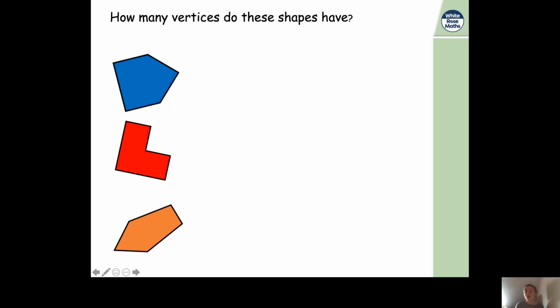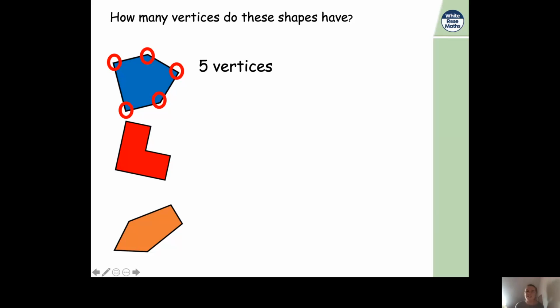Remember, a vertex is where 2 lines on our shape meet, where 2 of our sides meet. Now, I'm going to count them. Are you ready? I've got 1 vertex, because I remember when there's 1, we call it a vertex. And then I have 2 vertices. I have 3 vertices, 4 vertices, and 5 vertices. So my shape has 5 vertices. There are 5 points where 2 of the lines meet. Now I'd like you to pause the video and have a go at working out how many vertices the red shape and the orange shape have.